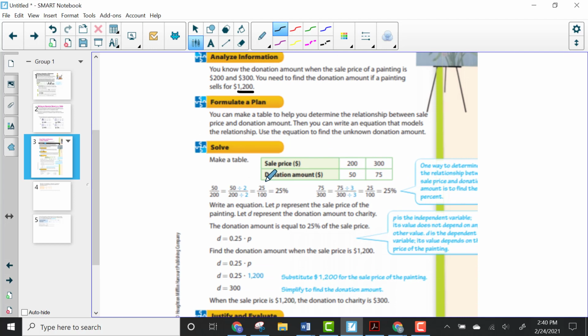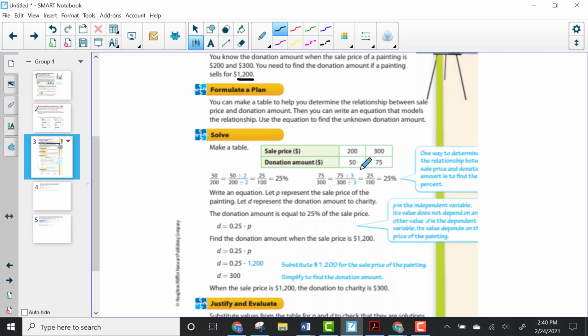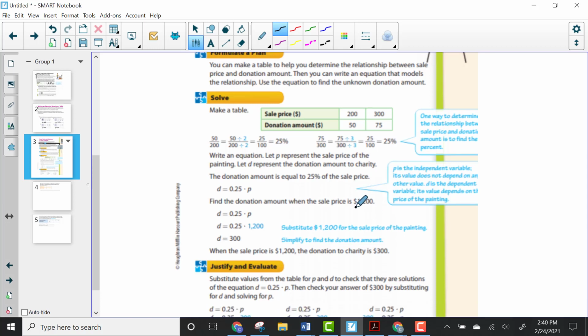So you can see they made a table for us right here in our Go Math book. As we move down page 347, we see the sale price $200, donation amount $50. Sale price $300, donation amount $75. So what you can see here is that 25% of sales, so if we multiply 200 by 25 hundredths, that's going to give us 50. If we multiply 300 by 25 hundredths, that's going to give me $75.